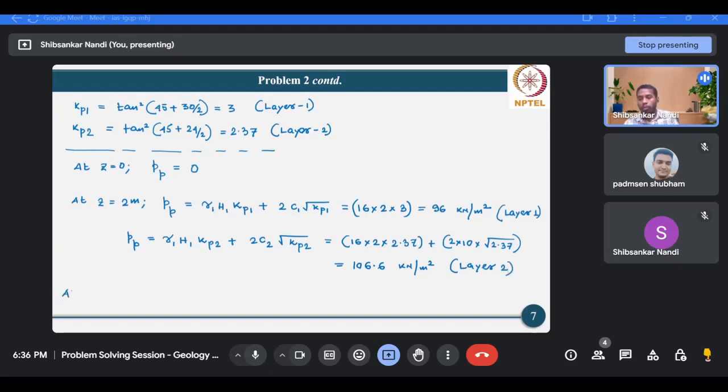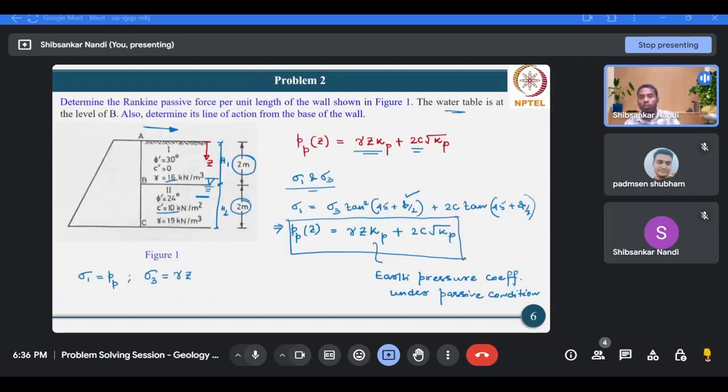Now at the base of the wall, that is at Z equals 3 meter, what will be the value of Pp? The total overburden will be gamma 1 H1 plus gamma 2 H2, into Kp2 plus 2C2 root under Kp2. So from the top layer we will have gamma 1 H1, this will be the overburden, and from the bottom layer it will be gamma 2 into H2.